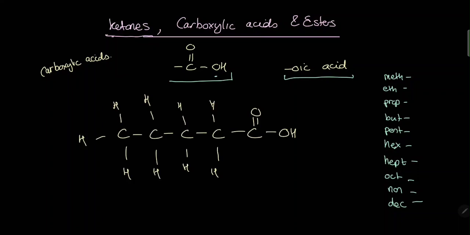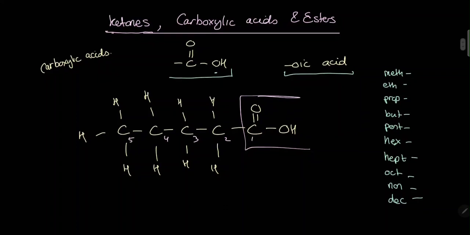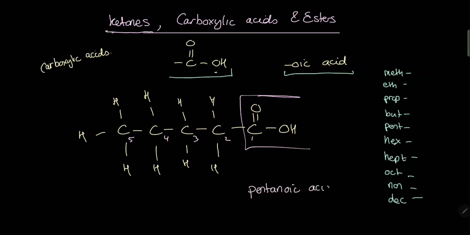So if we have a molecule here, we're going to look at the functional group. It is a carboxylic acid. So I'm just going to name it: 1, 2, 3, 4, 5. It's 5 carbons, so it's going to be pentanoic acid. Easy enough.